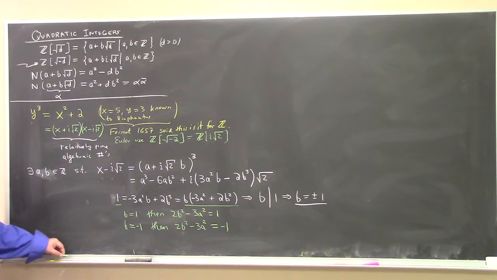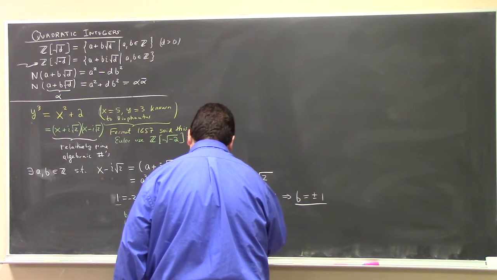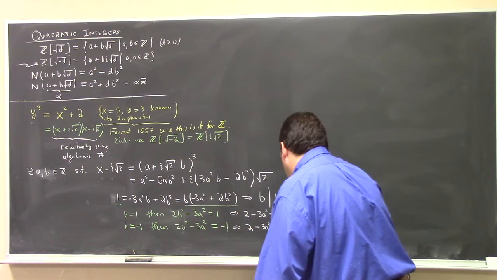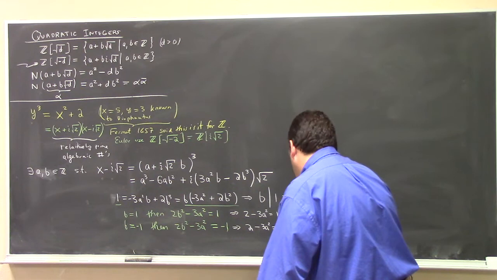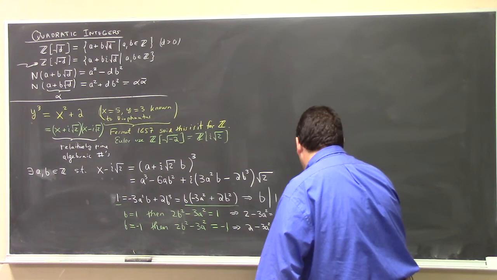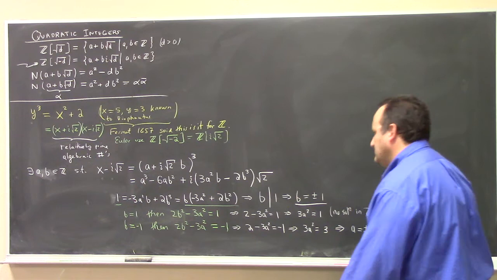What do we actually have? This is 2 minus 3a squared equals 1. And the other one is 2 minus 3a squared equals minus 1. So what do we get? We get 3a squared equals 1, and the second equation gives us 3a squared equals 3. So the first equation has no solution in Z, right? And the second equation says that a is equal to plus or minus 1. Oh, man, that is not what I wanted to find.